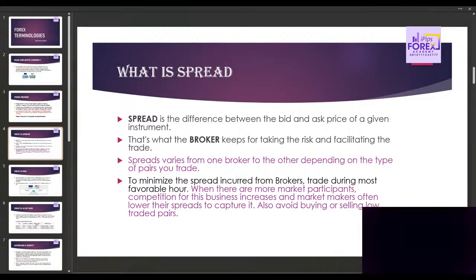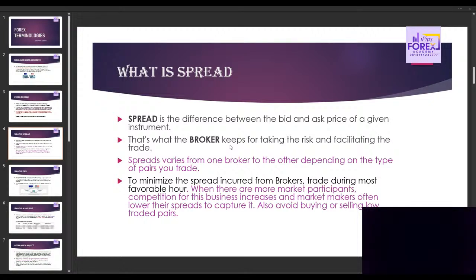Spread. I'm sure you can see that right now. What is spread? Like I said before, spread is the difference between the bid price and the ask price. Now, what is the bid price? Bid price is simply the price the buyers are willing to buy. The price the buyers are willing to buy is the bid price, and the ask price is the price the sellers are willing to sell. That's the ask price. And the difference of these two prices is the spread, and that's the commission your broker takes from you.